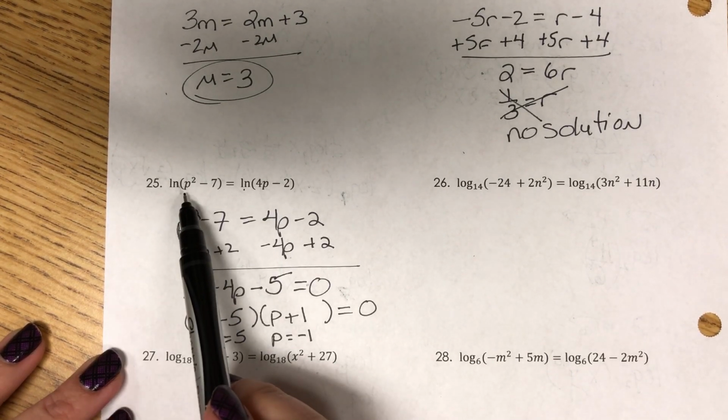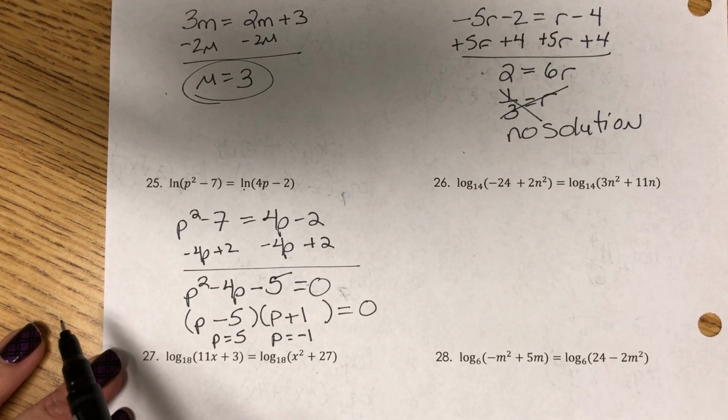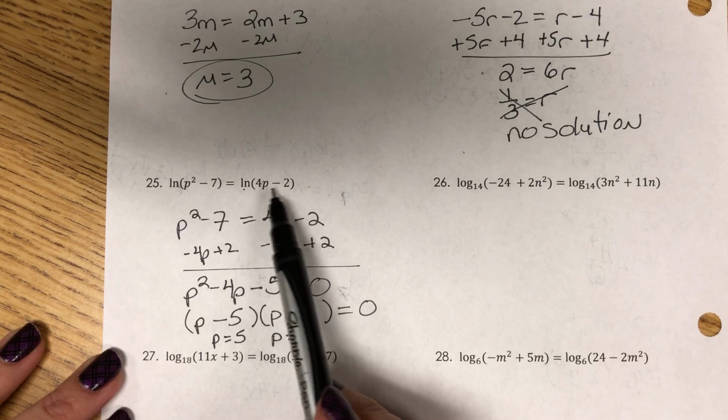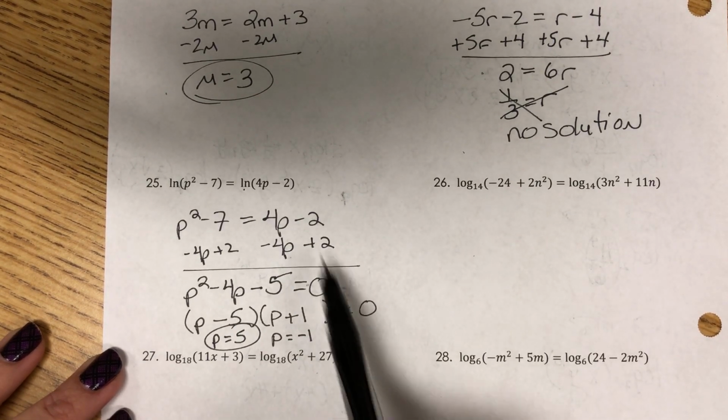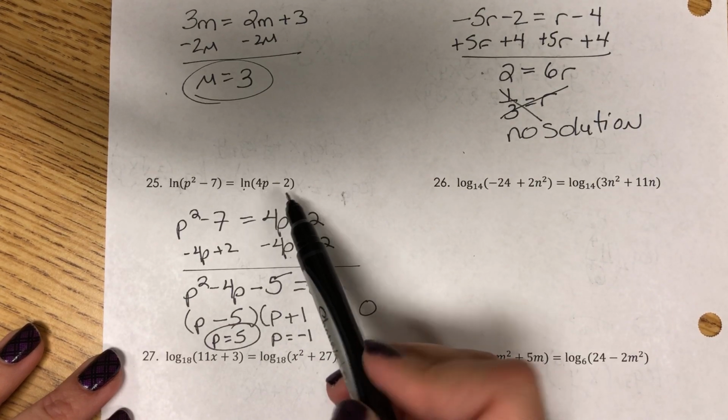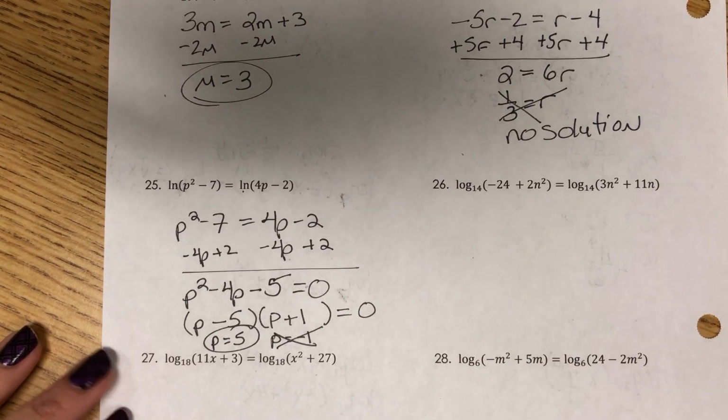Now 5 plugged in here is 25 minus 7, that's good. 20 minus 2, that's good. So 5 is an answer. -1 is going to make this -4 minus 2, which is negative, so that is not an answer.